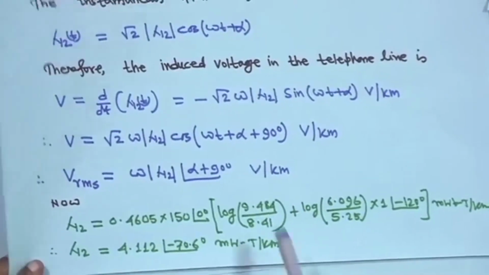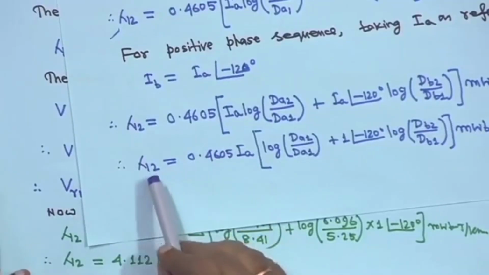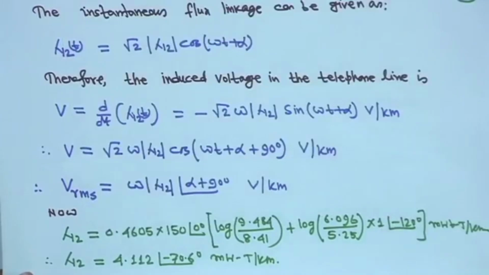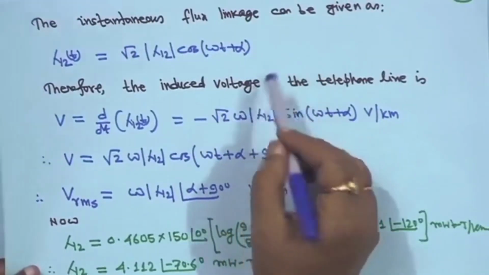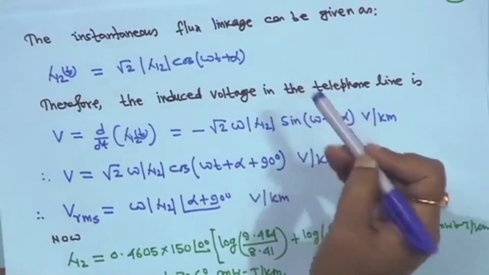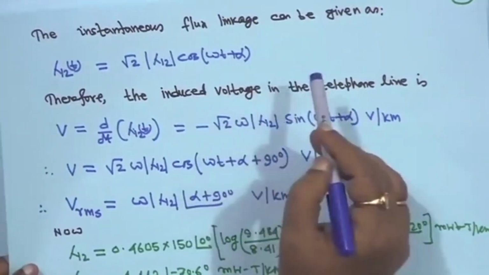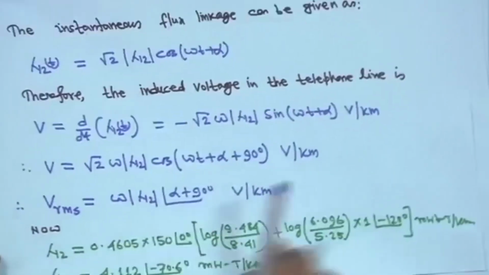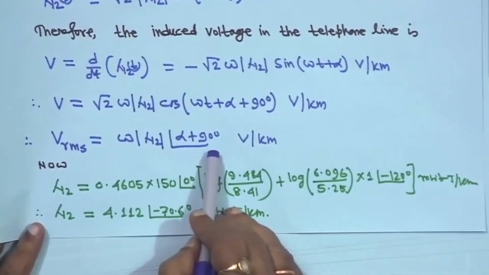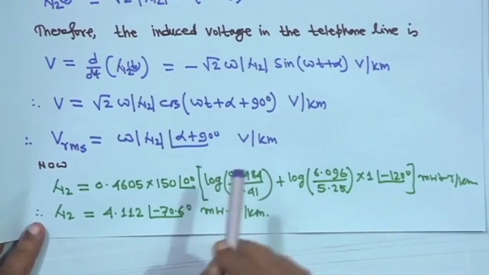Therefore, whatever you are getting here is basically your RMS value, right. And for instantaneous flux linkage, the way you translate an RMS value of voltage or current into an instantaneous current or voltage, it is the same thing, right. Therefore, your V RMS is equal to omega mod lambda 1 2 angle alpha plus 90 degree volt per kilometer, right.